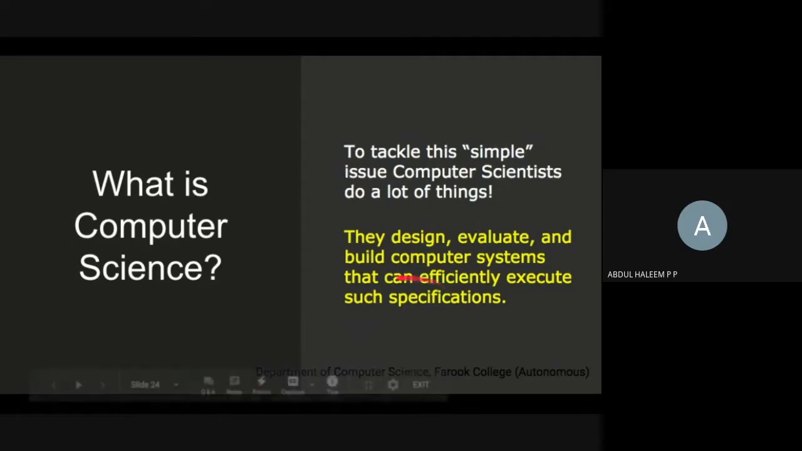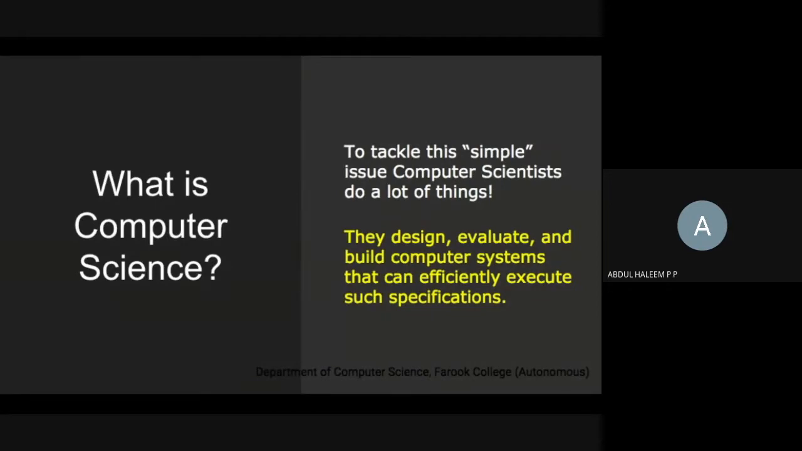Then what? Then computer scientists have to design, evaluate, and build computer systems which can run their programs. Each program may require a bunch of resources, and computationally efficient machines have to be developed to run our software. So even this task is being done by computer scientists. These are the various aspects of the science we are exploring.